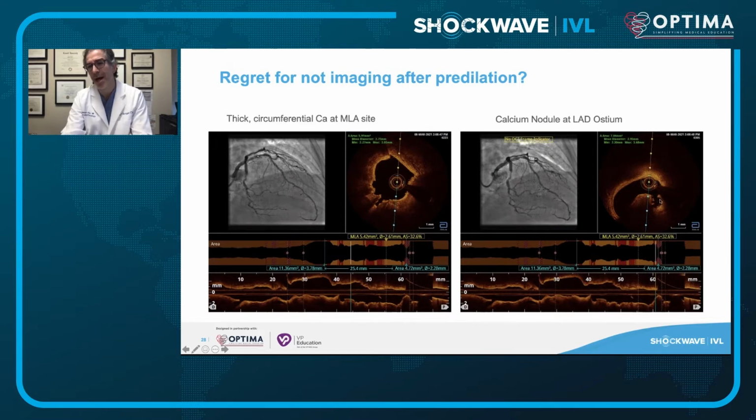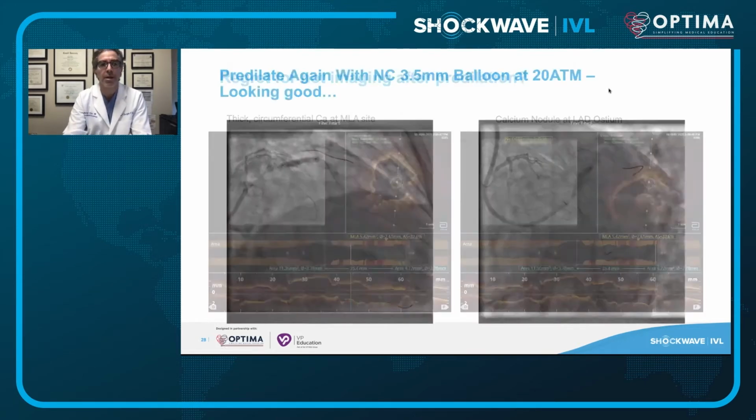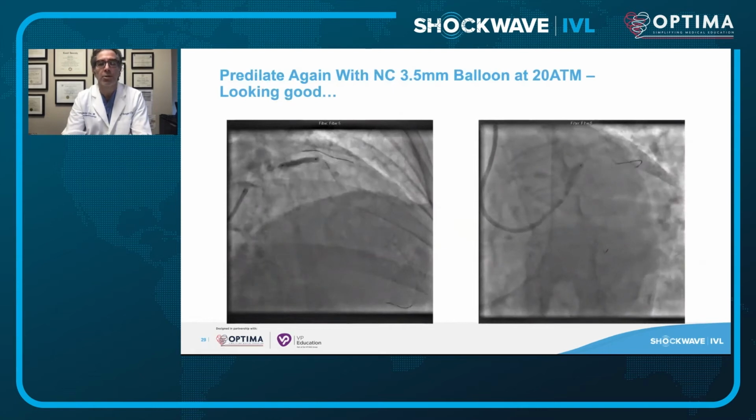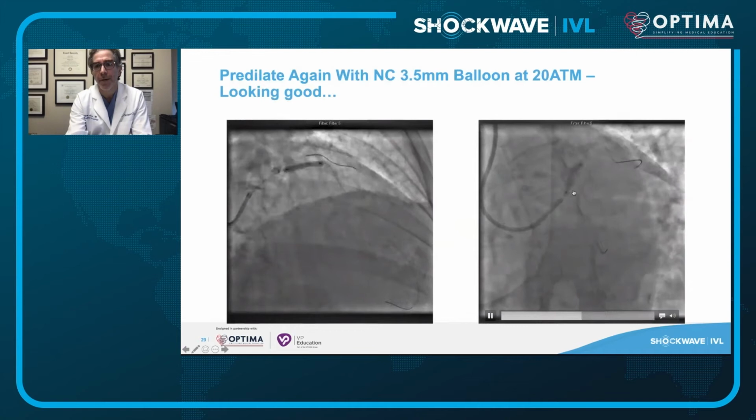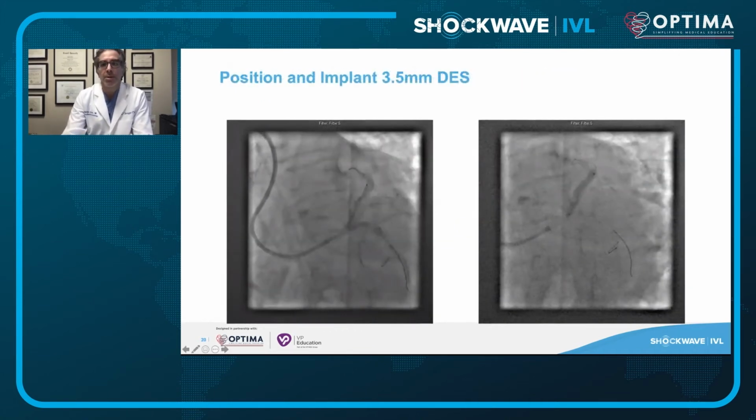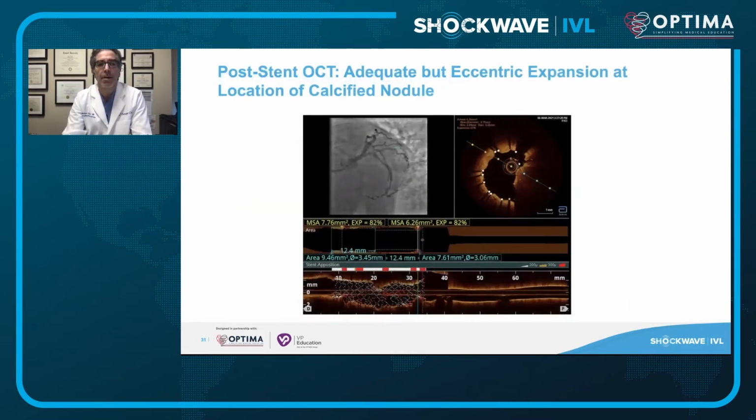So I would not say IVL is useless in that situation, but one could argue that potentially I would have gotten a better result with rotational atherectomy by addressing this nodular calcification, although the lumen is quite large there. So I just went ahead and pre-dilated further to see if I could get a good result. You see here with the 3.5, I thought I got decent expansion even at that nodule. Here comes my stent, a 3.5 millimeter DES. And now this is the post-stenting OCT.